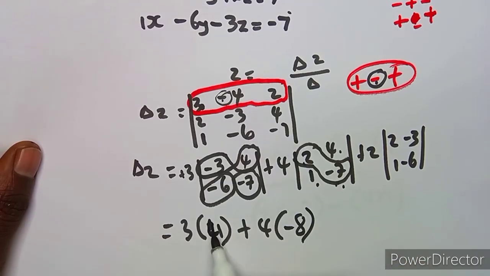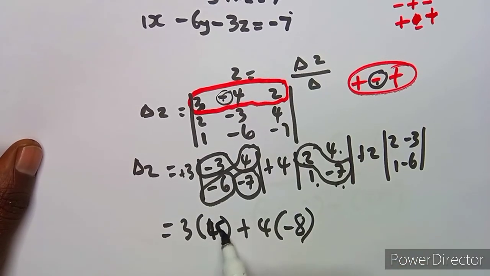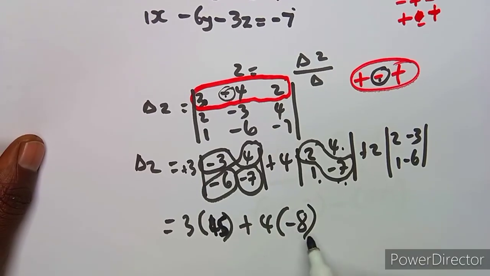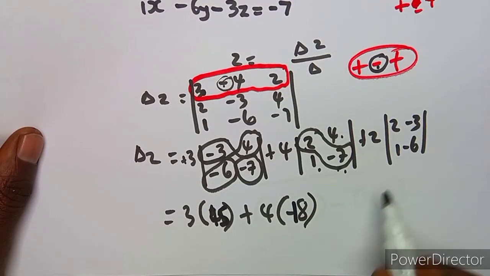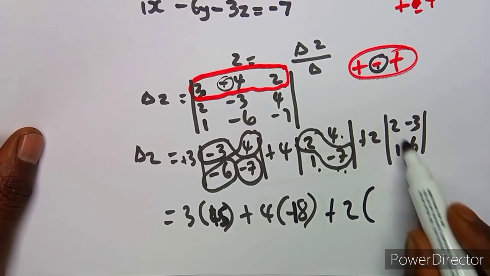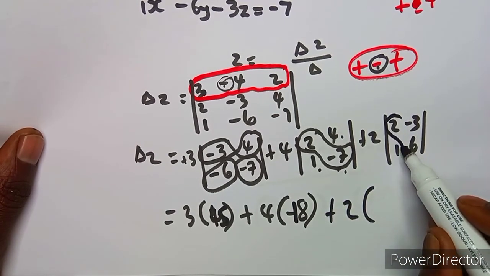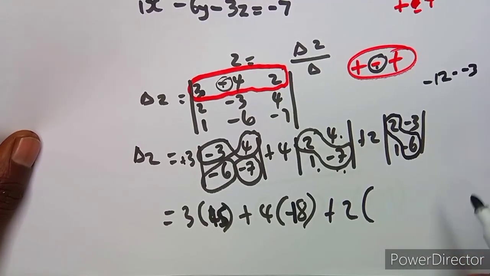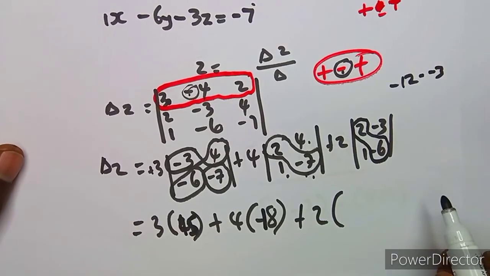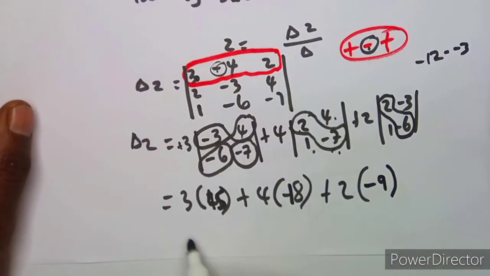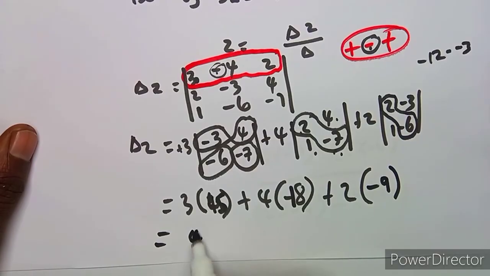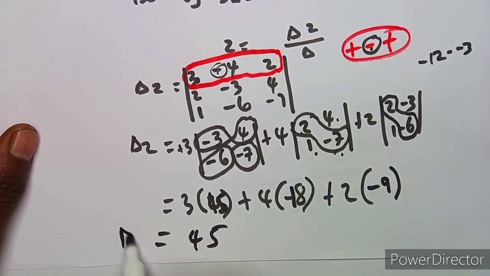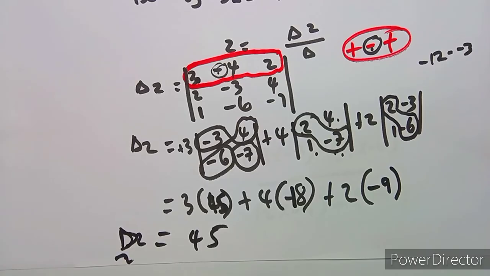This here gave us 45, so it's 3 times 45, and this is negative 18. All right, plus 2 here into this is negative 6, negative 12 minus 3, which is negative 9. So you combine everything and that's going to be 45. Yeah, so now it can make sense. So that's 45 for the determinant with respect to z.